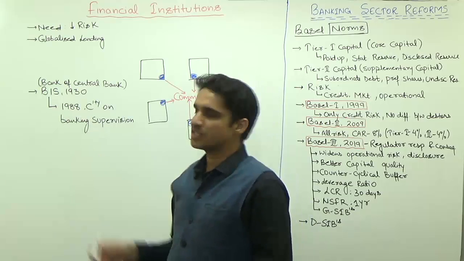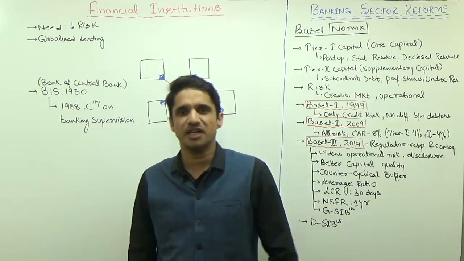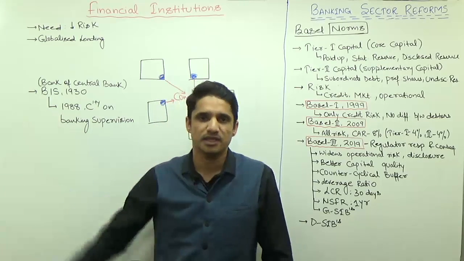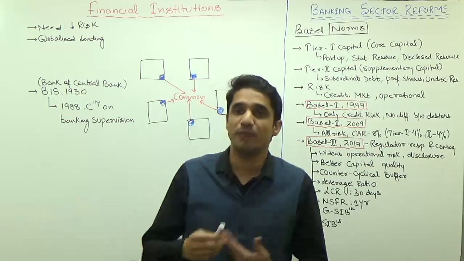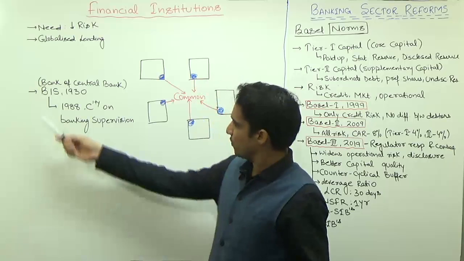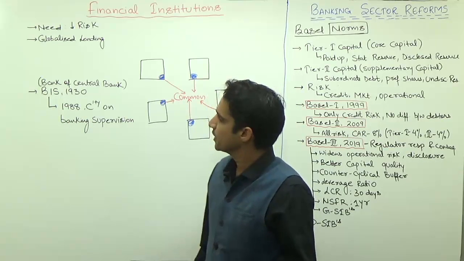The Bank for International Settlements was established in 1930. When the Great Depression came, the demand was felt at the international level that some international bank, a bank of the central banks, should be established. So BIS was established in 1930 in Switzerland.